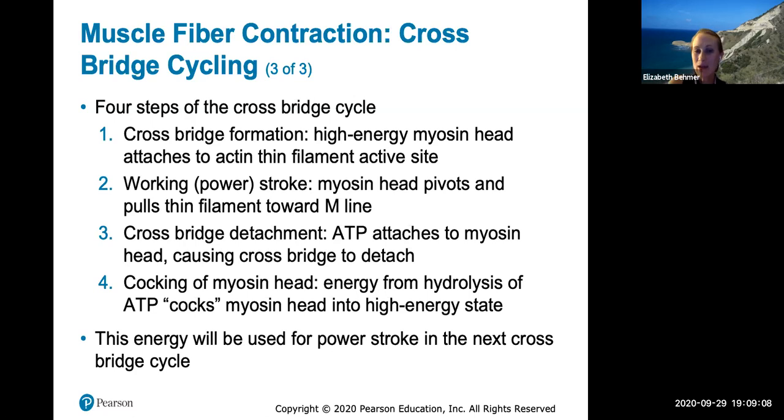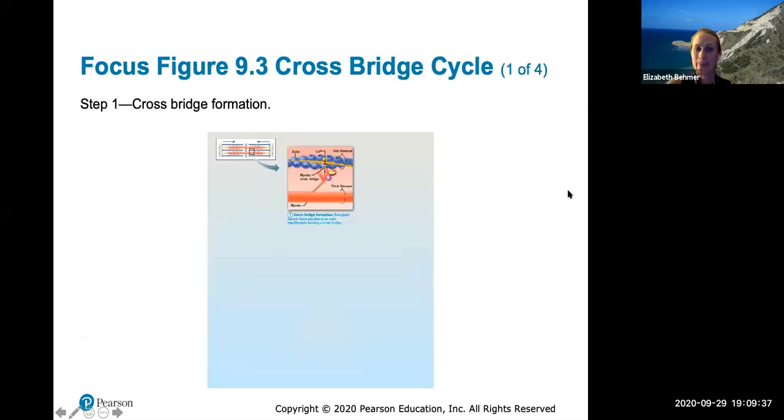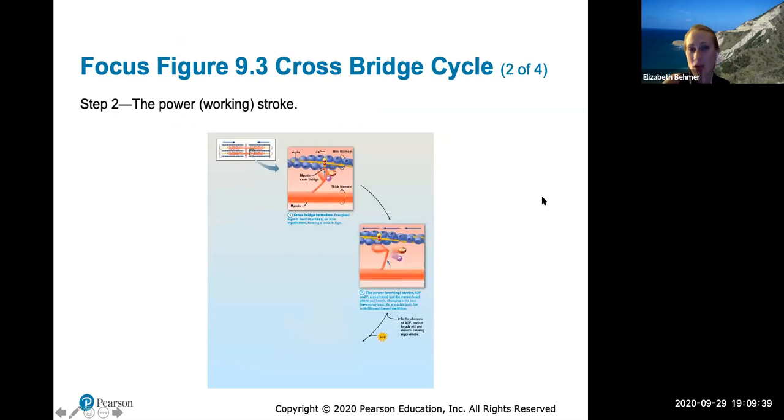The cocking of the myosin head just means it's ready to get back in action, to be ready to attach again. And this energy from the hydrolysis or the breaking apart of ATP will cock the myosin head back into the high energy state. And this energy will be used for the power stroke in the next cross bridge cycle. The one important piece to remember here is that ATP is required to detach the myosin and actin from each other. So these are the steps of the cross bridge cycle.